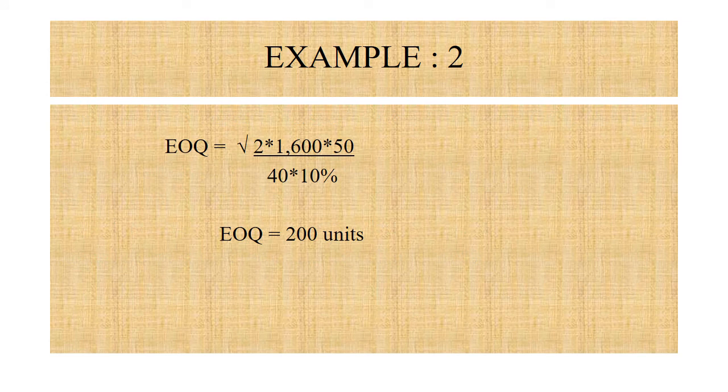So the solution will be EOQ is equal to root of 2 into annual usage in units, that is 1600 units, into ordering cost, that is rupees 50, divided by annual carrying cost per unit, that is 40 into 10%. That is, 40 is the inventory value, and the annual carrying cost percentage is 10%. So you'll get the EOQ as 200 units.